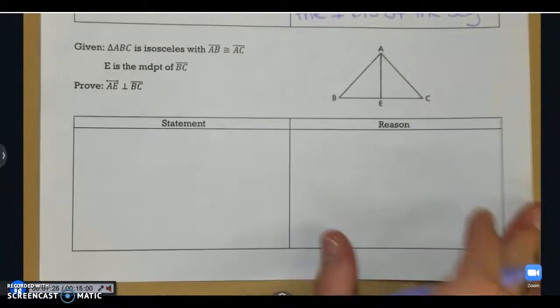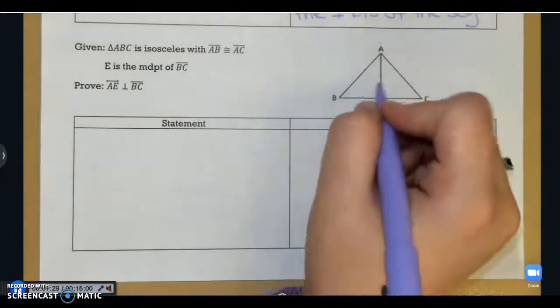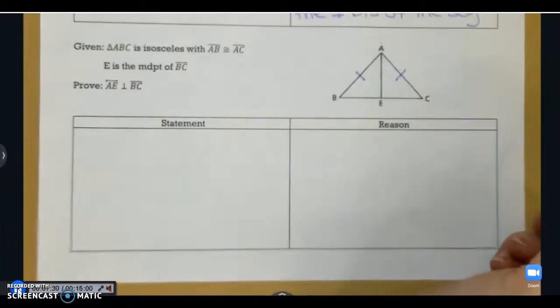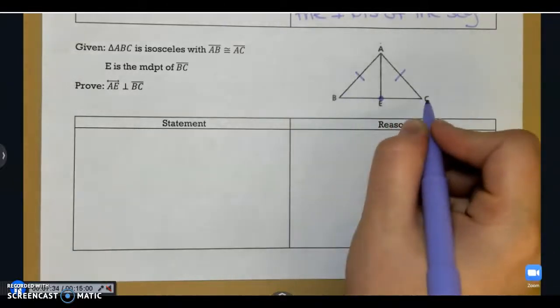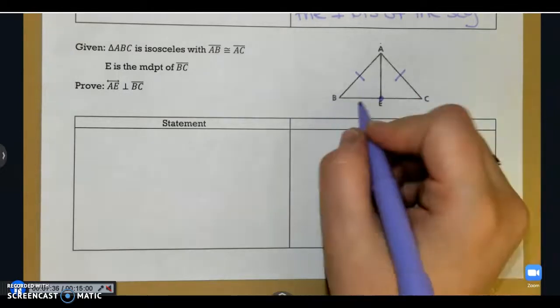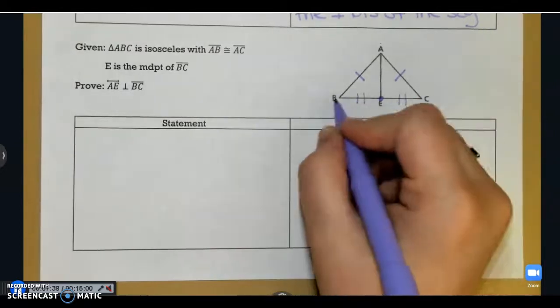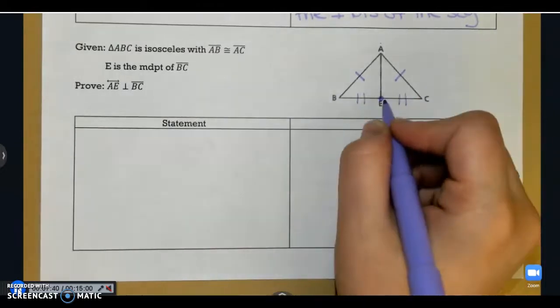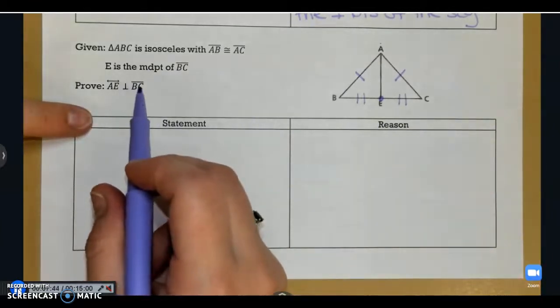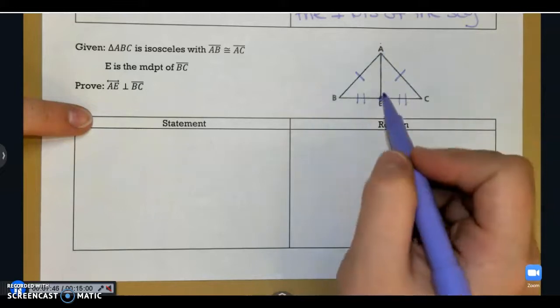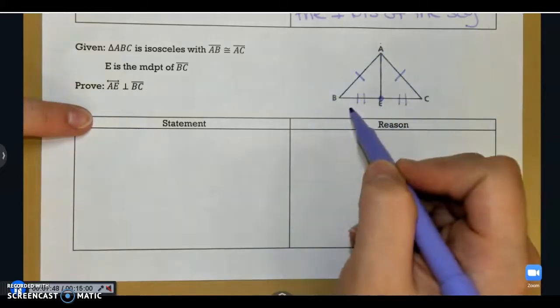We're given that triangle ABC is isosceles with AB congruent to AC, and then E is the midpoint of BC. So what that tells us is E splits BC into 2 congruent segments. So BE is also going to be congruent to CE. So if we're wanting to show that AE is also perpendicular to BC, we already know it bisects it because it splits it in half.